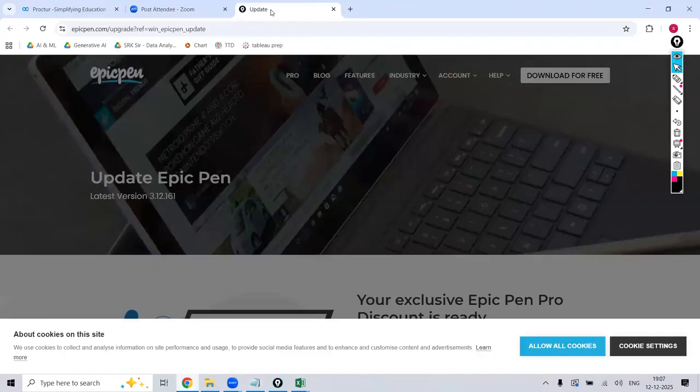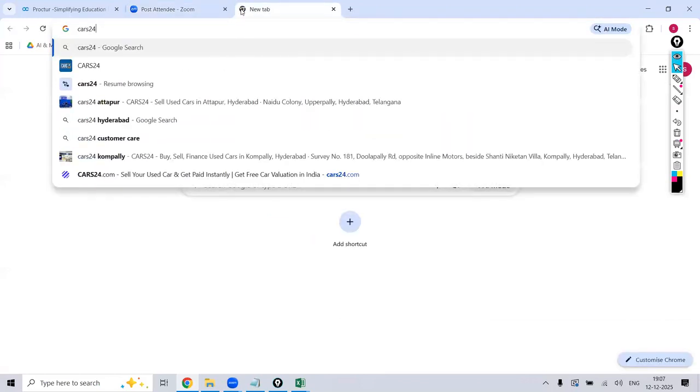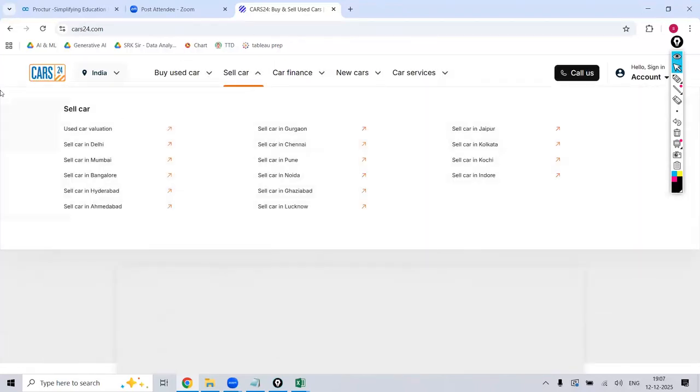Okay, open. What is this particular website? Everyone knows, na? Some websites are there. One of the websites is cars24.com. On this website, we can sell a car or buy a car. Now, if you want to sell the car, how will they calculate the price? For example, you have a car and you want to sell it. How will the other person estimate that?